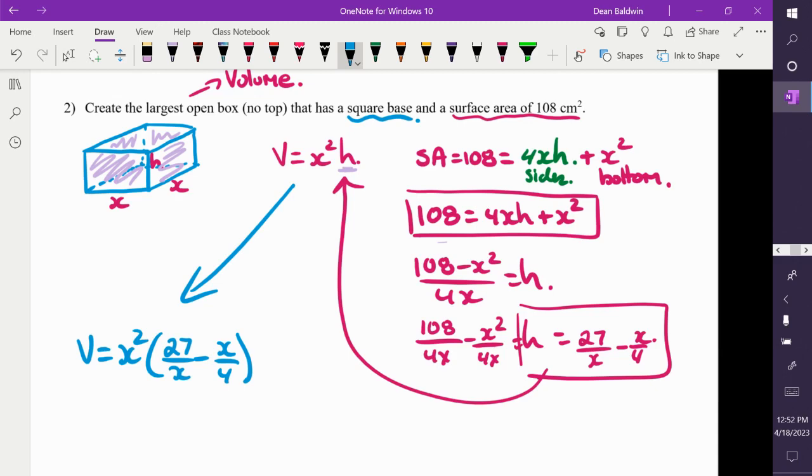Now we only have one variable, right? X, that is volume. And we're trying to maximize the volume. That's the thing we want to derive. You always want what you're going to derive having one variable. But we can clean this up before we take the derivative because I don't want to use product rule on that. So I'm going to multiply the x squared in. That's going to give me 27x minus x cubed over 4.